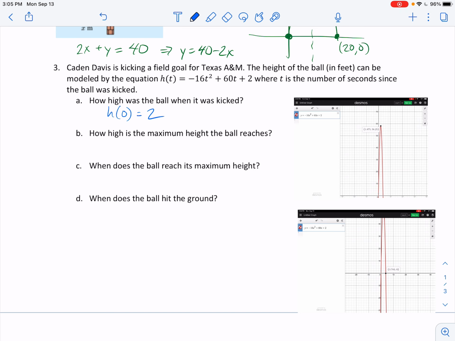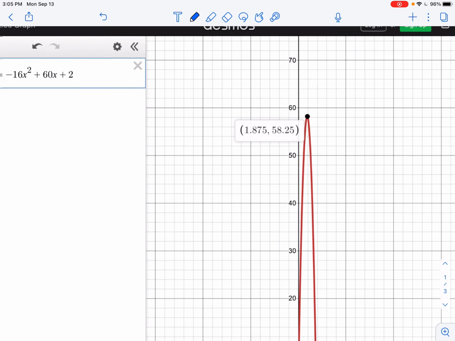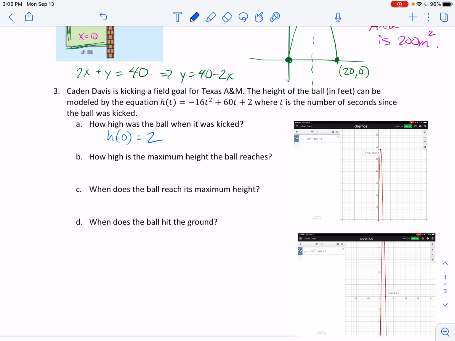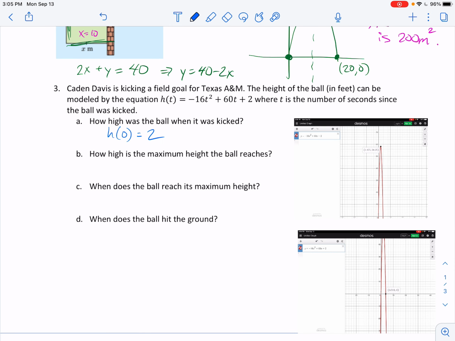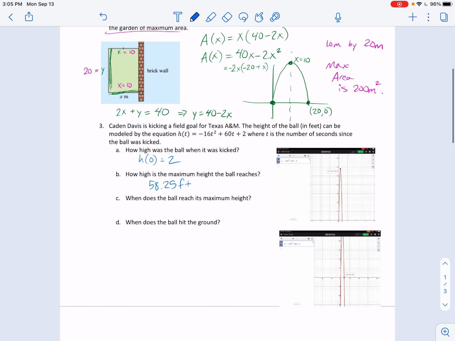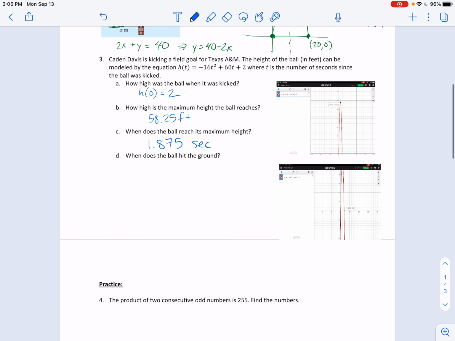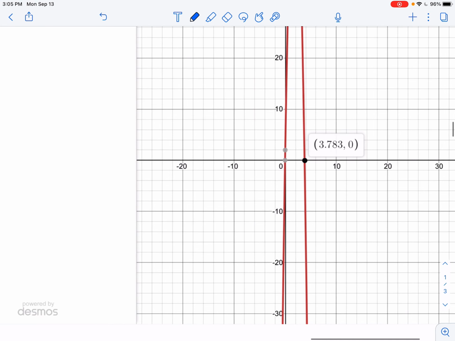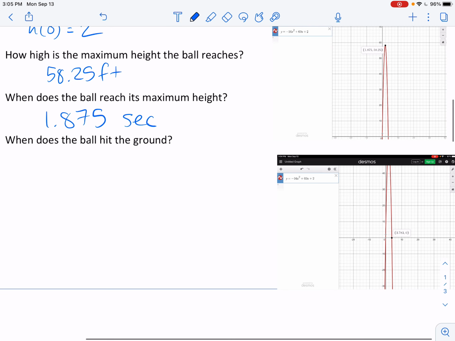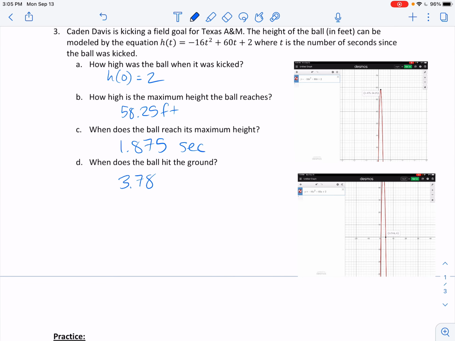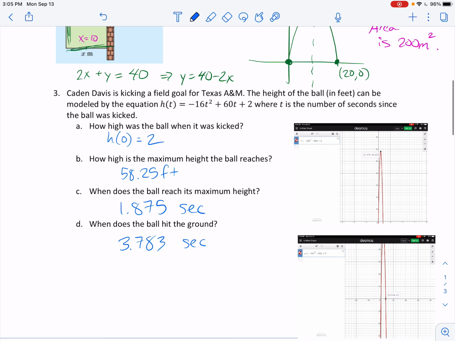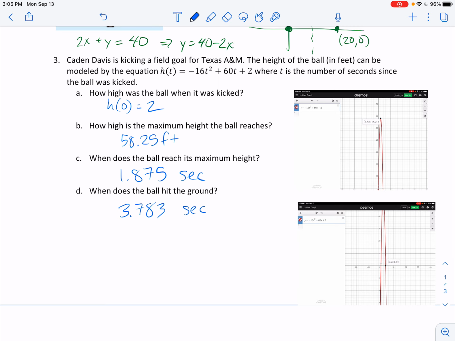Okay, so how high is the maximum height the ball reaches? Well, what was its maximum? The maximum height is 58.25 feet. When does it reach that maximum height? Well, its time was 1.875, and I think we're talking seconds. And then when does the ball hit the ground? Well, it hits the ground at 3.783 seconds.